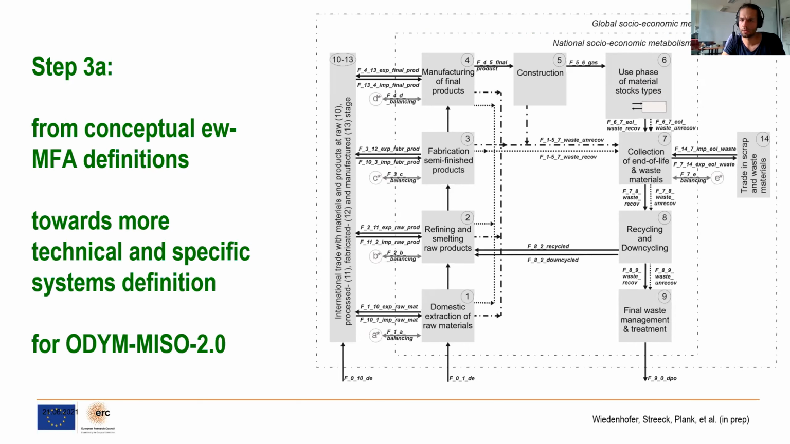And what you can see here is our current form of the system boundaries for our Odm MISO2 model, for which we can then trace the extraction of these 14 materials through different processing steps, the stock use phase, and also end of life management.